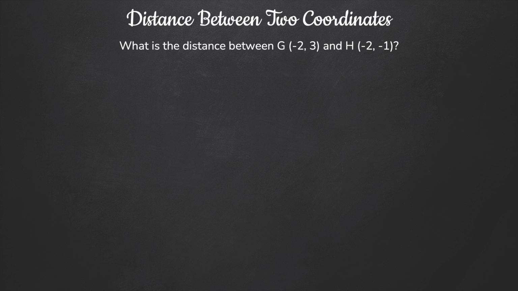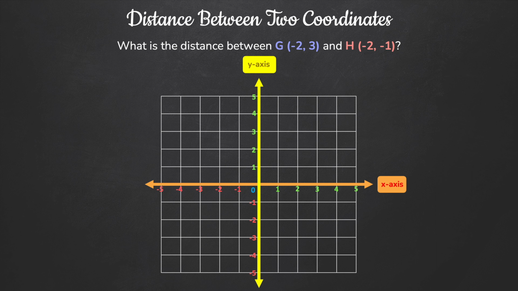Our next example says, what is the distance between G, which is at -2, 3, and H, which is at -2, -1? So we're going to go ahead and plot. The x-coordinate for G is -2 and the y-coordinate is 3. So we're going to look at our x-axis for -2 and at our y-axis for 3, and where they meet is where we're going to plot that. Same thing for H. Our x-coordinate is -2 and our y-coordinate is -1. And where that x value and y value meet is where we're going to go ahead and plot that point.